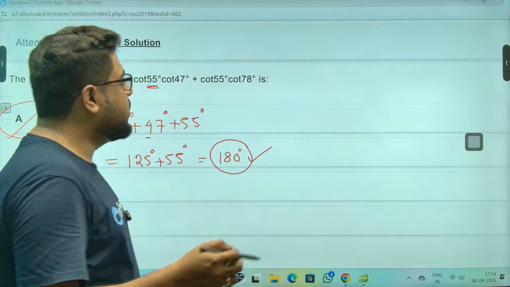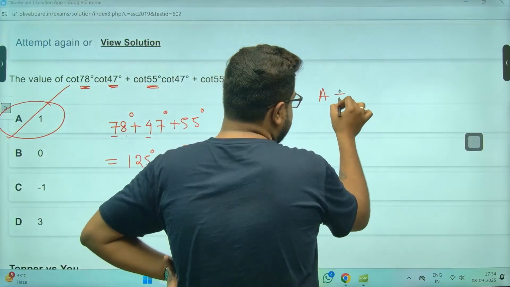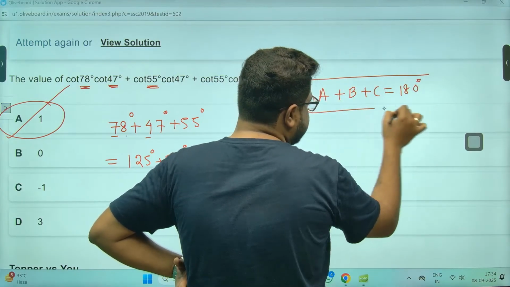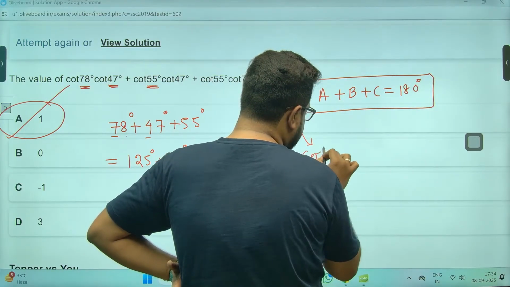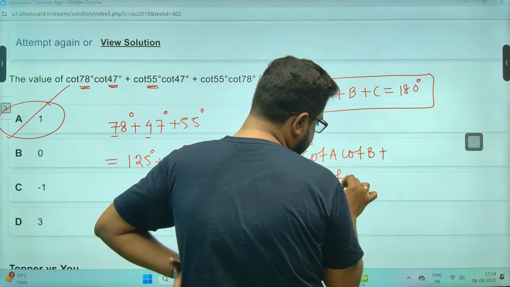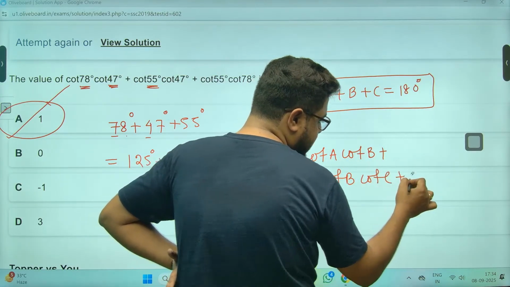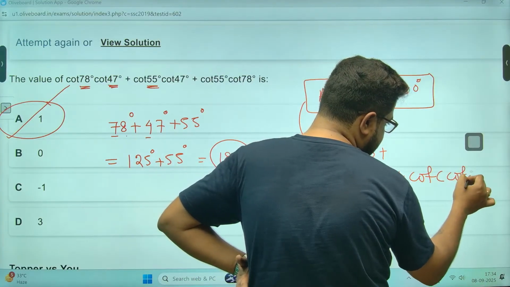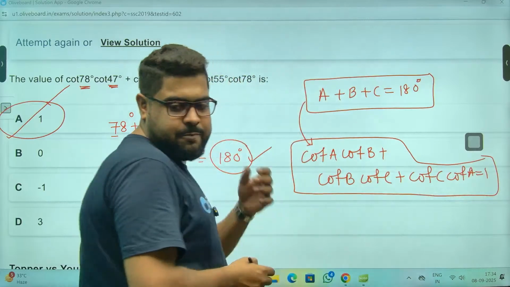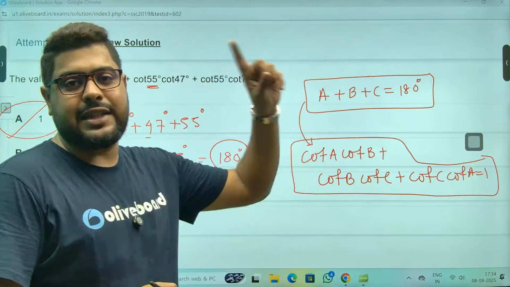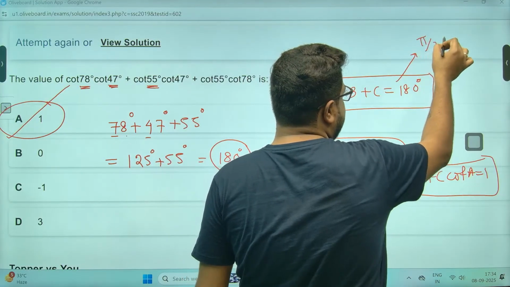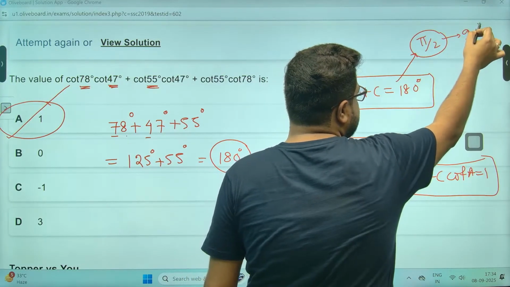I told you, if A plus B plus C equals pi, meaning 180 degree, that is a property of a triangle. Then cot A cot B plus cot B cot C plus cot C cot A is equal to 1. The same thing happens for tan as well. The only change is that A plus B plus C for tan has to be pi by 2, or 90 degree.